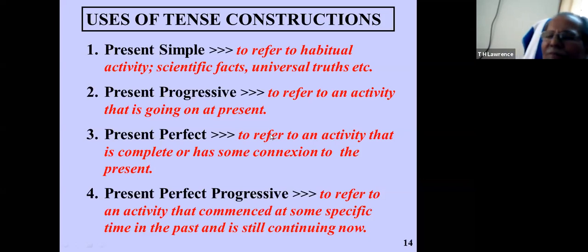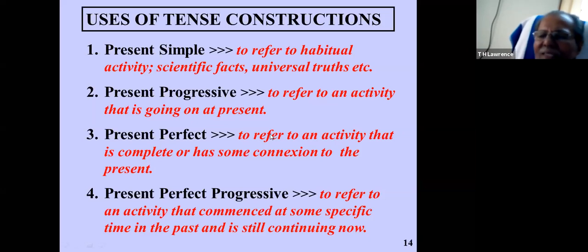Now, going to present perfect. Why do we use present perfect? To refer to an activity that's complete or has some connection to the present. See, that is complete, present perfect. You can say, I have read the book. That means I don't need it anymore. I have already read it. I have read the book.